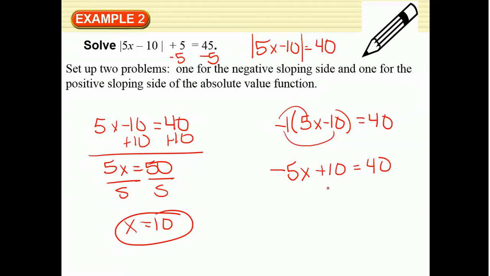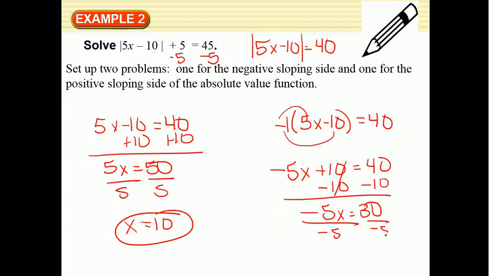So it looks like we need to start solving. I've got to subtract 10, not divide. Holy buckets. Negative 5x equals 30. Let's divide by negative 5. And 30 divided by negative 5 is negative 6.